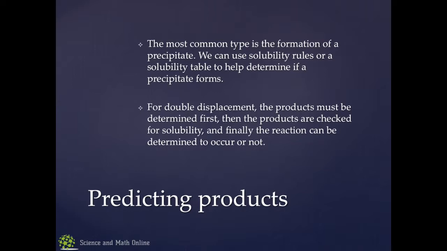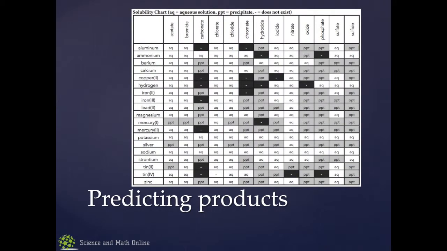So with single displacement, we were able to figure out if the reaction occurred first, and then we could figure out the products. Well, double displacement is kind of the other way around. We have to figure out the products first. Then we check the solubility to see if the reaction occurred. So here's a copy of your solubility table. If it says AQ, it stays in aqueous solution, nothing happens. But if it says PPT, that means it's insoluble and it forms a precipitate.